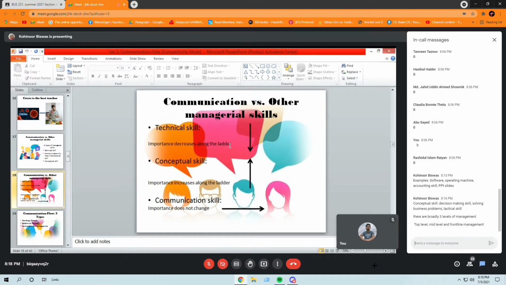Yes, ma'am. Okay, fine. When it is conceptual skill, it is the opposite. Its importance increases along the ladder. Obviously the CEO will have to solve problems and deal with tactical and strategic problems, and will have to understand the problems not only within the organization but also outside. So conceptual skill is used more and more as the person moves up, and its importance increases along the ladder. Is that clear?